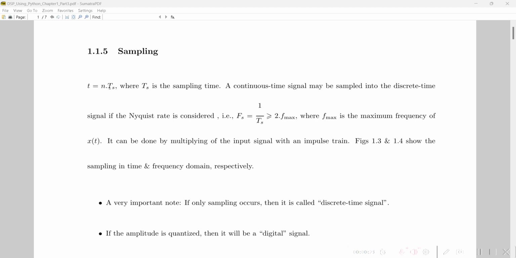Consider t equals n times Ts, where Ts is the sampling time. A continuous time signal may be sampled into a discrete time signal if the Nyquist rate is considered. That is, Fs, the sampling frequency, equals 1 over Ts, and it should be greater than or equal to 2 times Fmax, where Fmax is the maximum frequency of x of t, the input signal. It can be done by multiplying the input signal with an impulse train. Figures 1.3 and 1.4 show the sampling in time and frequency domain respectively.